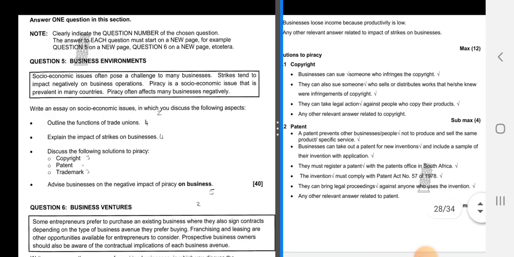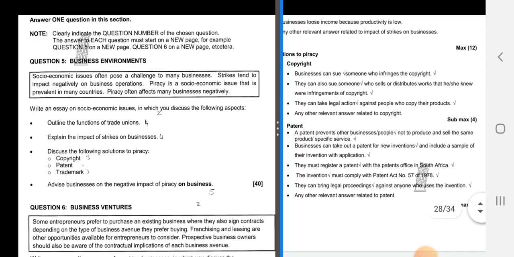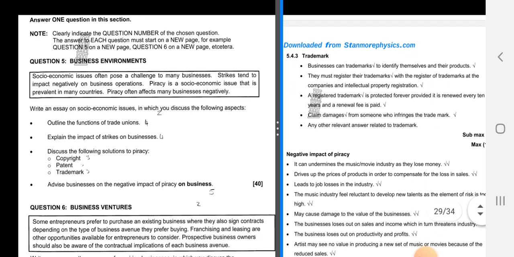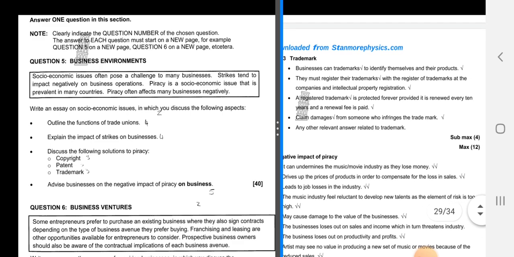Businesses can sue someone who infringes the copyright. They can also sue someone who sells or distributes works that he or she knew were infringements of copyright. And then a patent prevents business people from producing and selling the same product or specific service. And then trademark: businesses can use trademarks to identify themselves and their products.